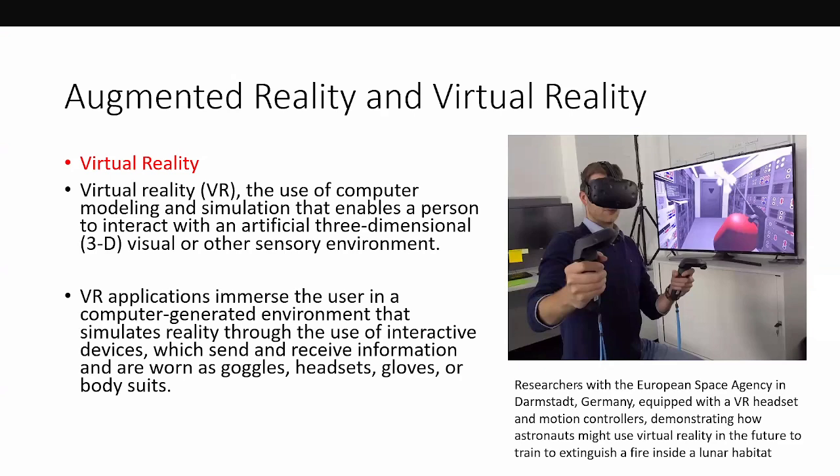And so here he's wearing a VR headset, right? So this is called a VR headset, and with VR we can have these kind of gadgets, right? For some kind of interactions, right? And then his experience, how astronauts might use the virtual reality in the future.